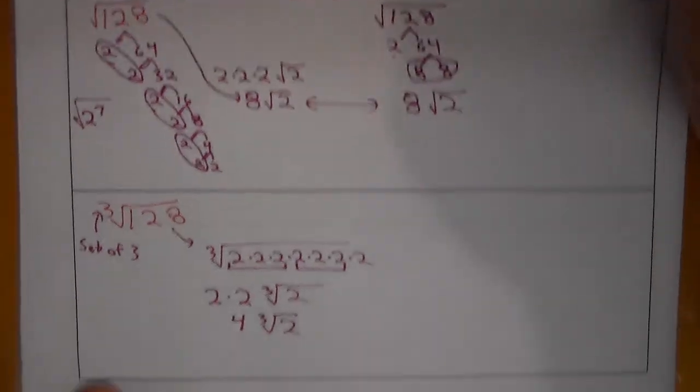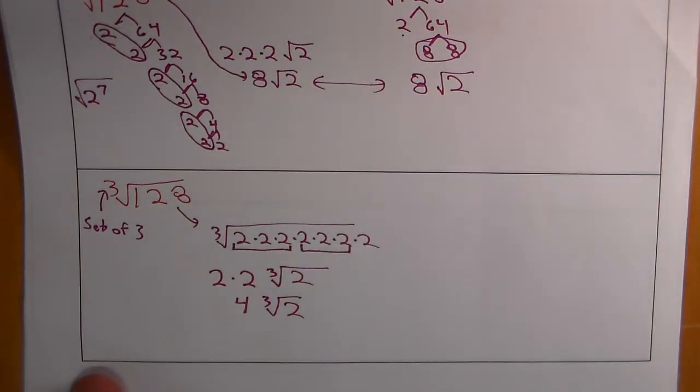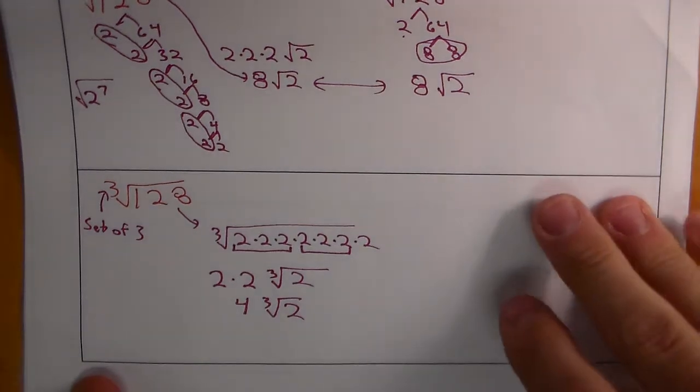Now, 4 cube root 2 and 8 root 2 are very different things. Square roots and cube roots in terms of the values they represent are different. We're not worried about that right now. We just need to find a way to simplify it by matching up the sets.